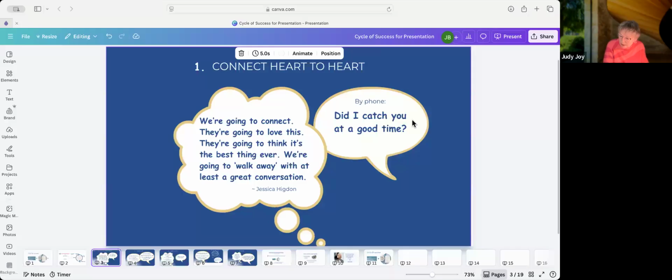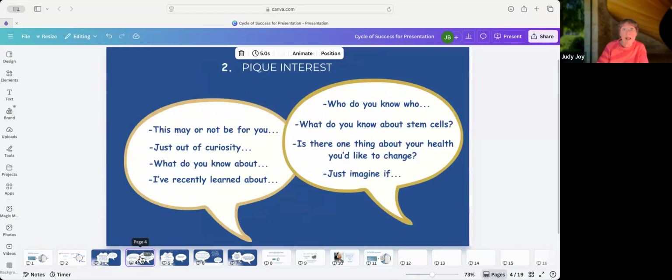Getting started, steps 1, 2, 3, that's where you prepare. And then you go into your daily action plan. And first you connect heart to heart. Next, piquing interest. Here are 8 entry phrases that for whatever reason seem to work well for the majority of people.